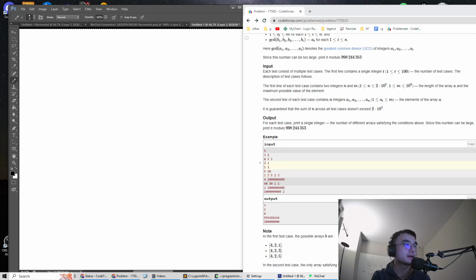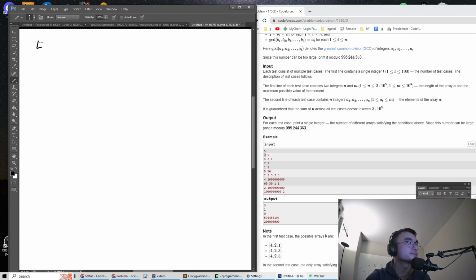Hey guys, we are looking at this problem. In each test case, we are given n, which is 3 in this case, and m, which is 5 in this case. And 3 is the length of the following array, which is 4 2 1. This is array A, right? And we need to find array B with the same length, right?